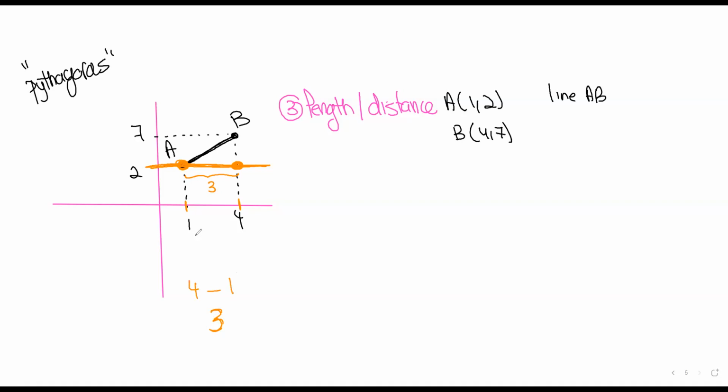Now, since A is the starting point, we'll call it x1. Since B is the ending point, we'll call it x2. So where did the 3 come from? The 3 came from x2 minus x1.